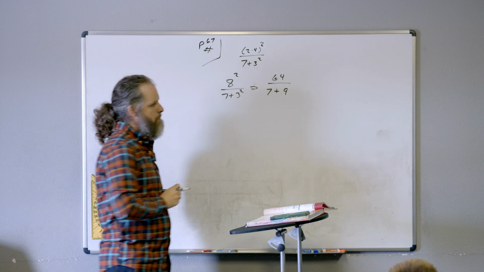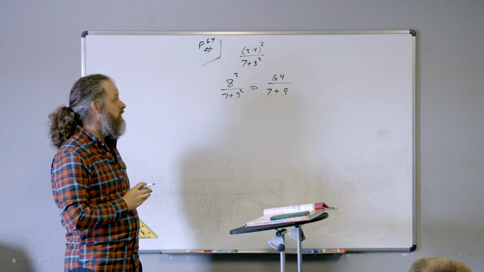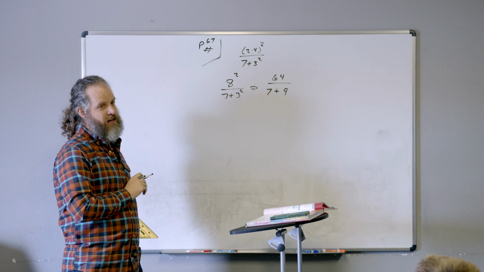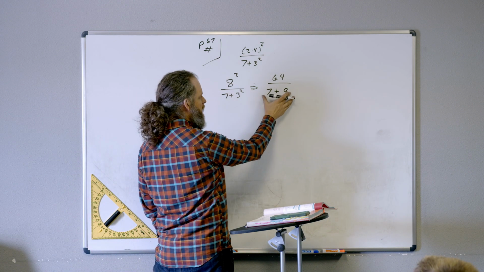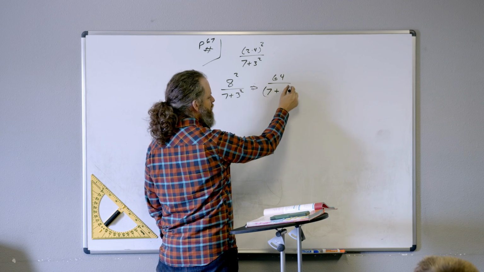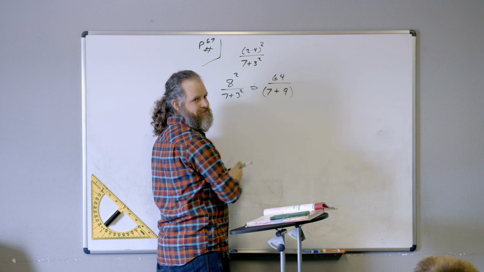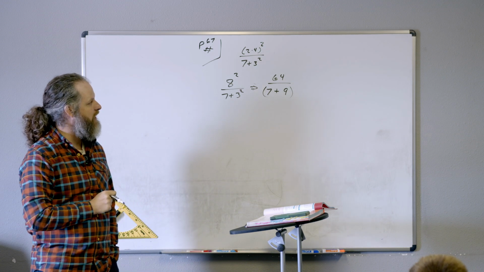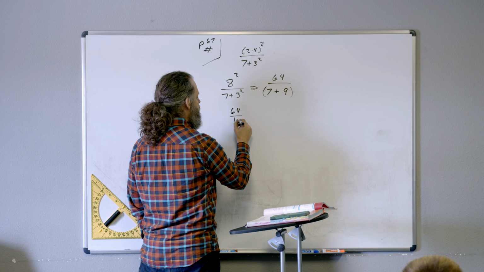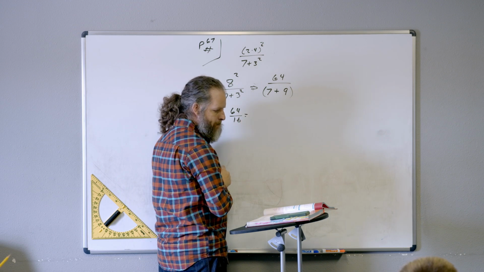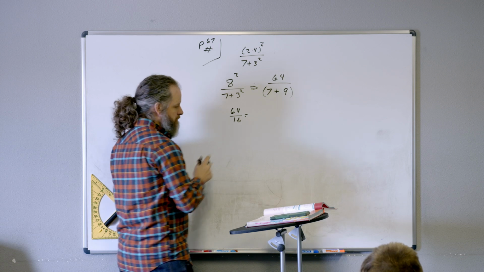Now what? Division. We would do the 7 plus 9. Here's where it falls in our PEMDAS. We treat this like it was in parentheses because it's 64 divided by the whole thing. So 7 plus 9, which is? 16. So 64 divided by 16, which is what? 4. It is 4.